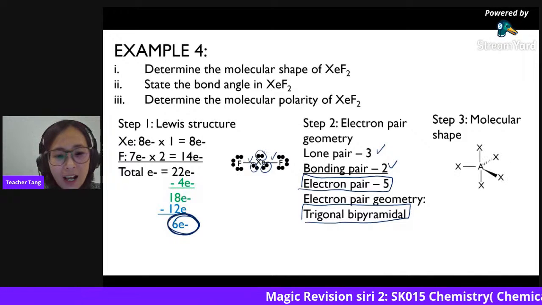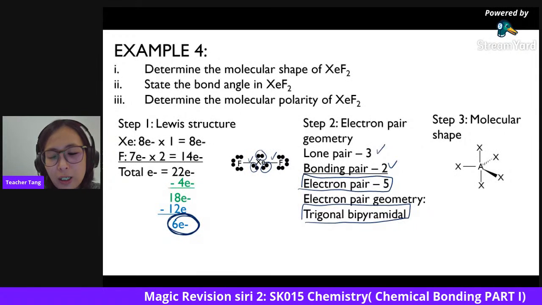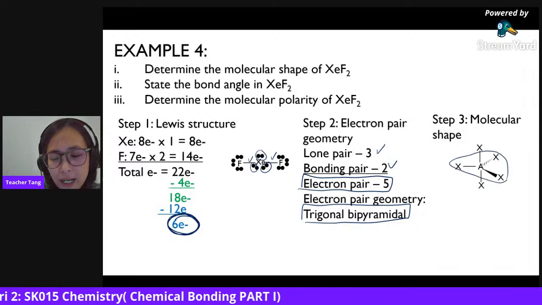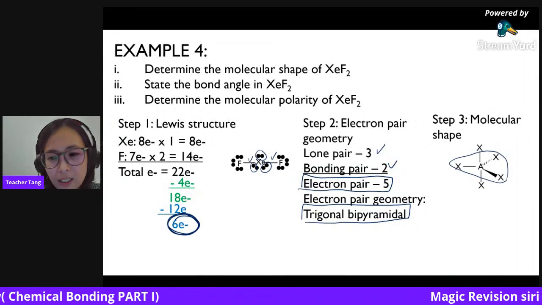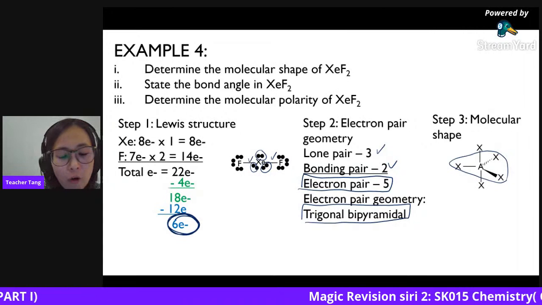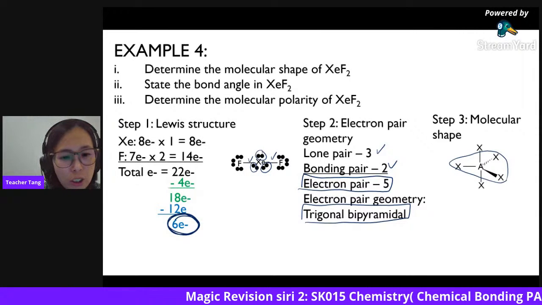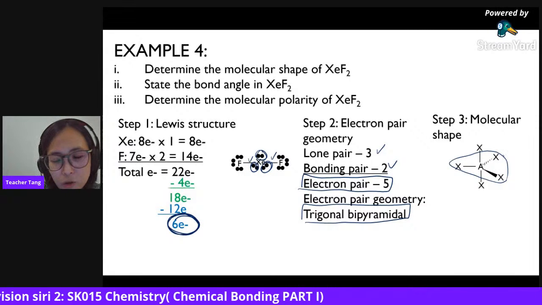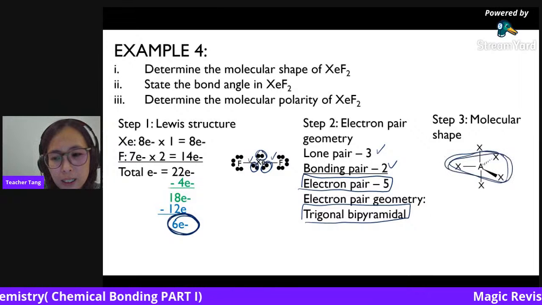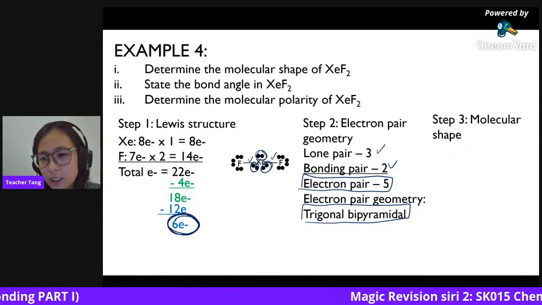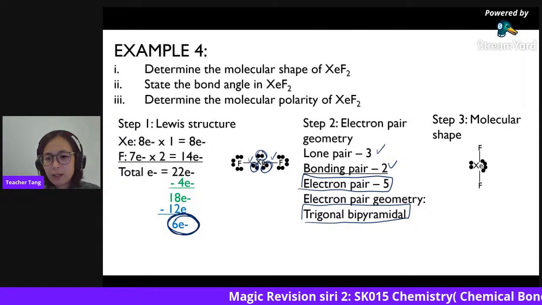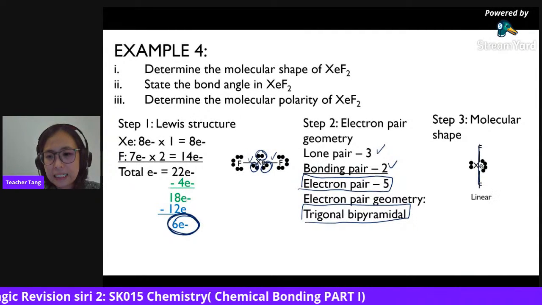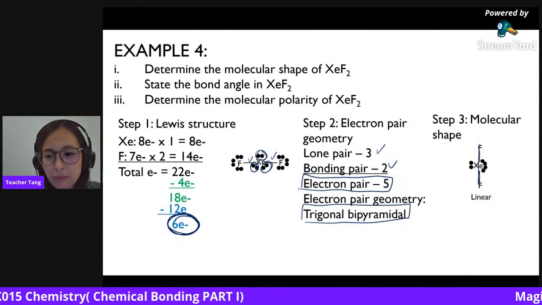Again, now we have 3 lone pairs. In trigonal bipyramidal, the equatorial plane angle is 120, while the axial is again 90. Therefore, in order to minimize the repulsion, the 3 lone pairs here must go to the equatorial plane so that the repulsions can be minimum. This gives us the molecular shape like this. Can you see that this is linear? So this molecular shape is linear.